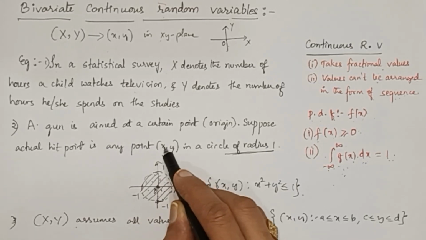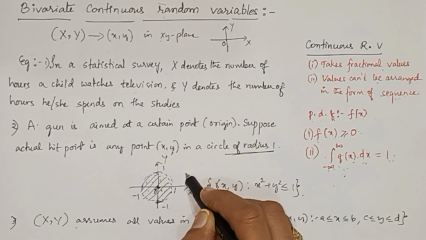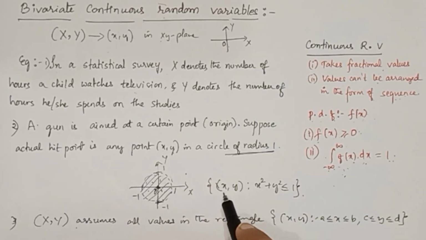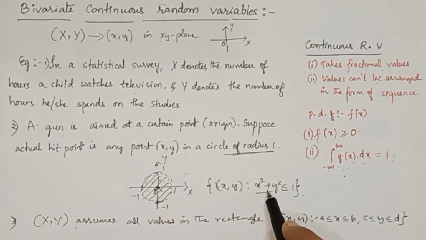Then all these points x comma y correspond to the bivariate continuous random variable, that is, the set of all points x comma y such that this is the condition of a unit circle, x square plus y square less than or equal to 1.